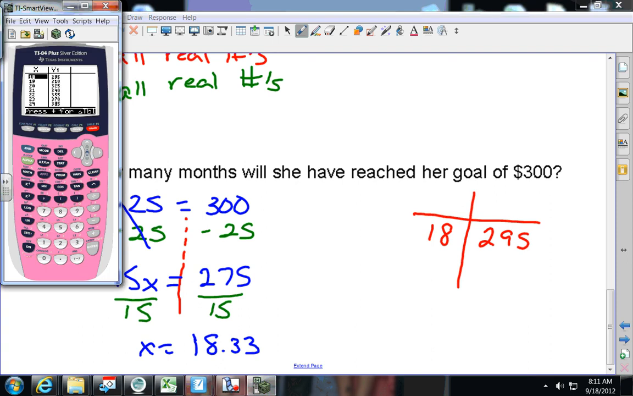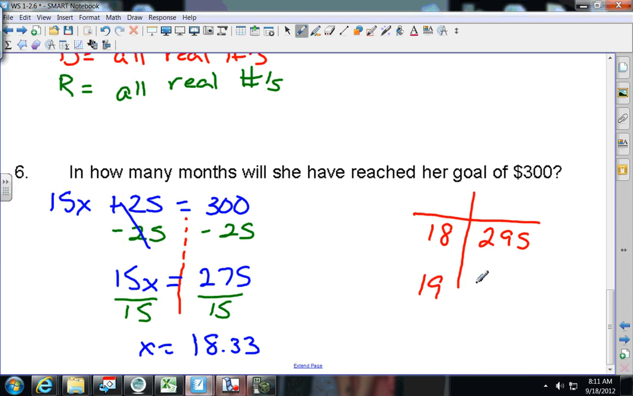What does it tell me at 19? $310. $300 would go in between here. So can I buy, or do I have my goal at 18 months? No. So how many months does it take? It takes 19 months. It's okay to have more money, you just don't have enough at 18.